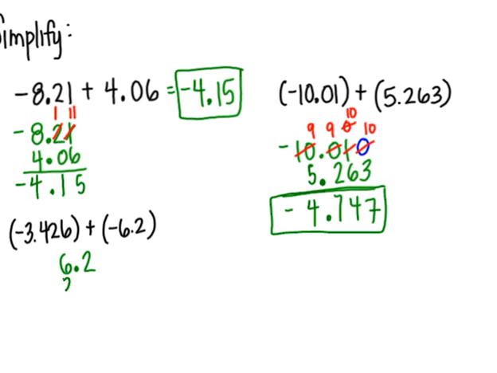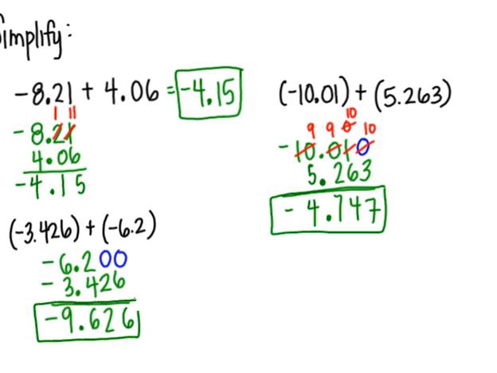Remember to line up your decimals. 3.426 lines up so that the 2 and the 6 are hanging off the back. I'm going to fill in the gaps with zeros. And remember, since they are both negative, we're going to add and keep the sign. So adding them up, 6 plus 0 is 6, 2 plus 0 is 2, 4 plus 2 is 6, 6 plus 3 is 9, and we would get a negative 9.626.